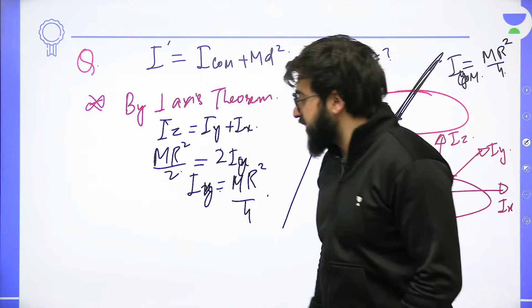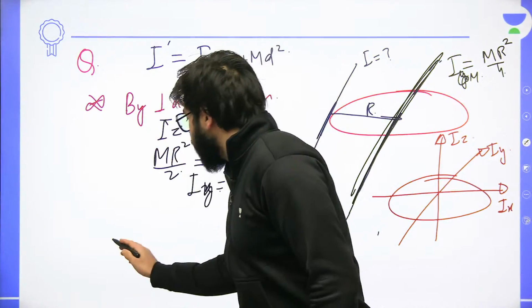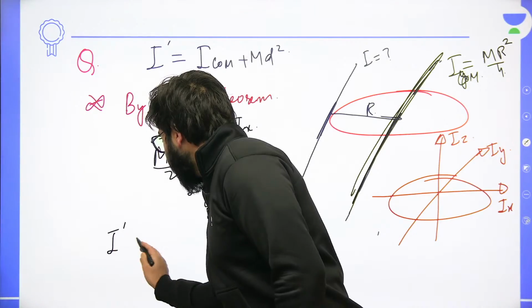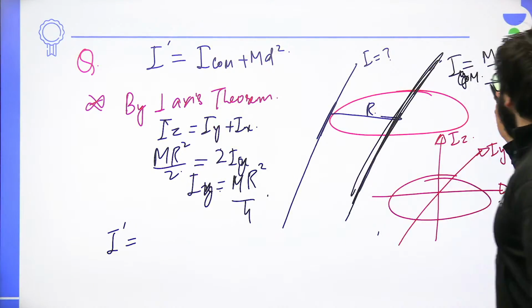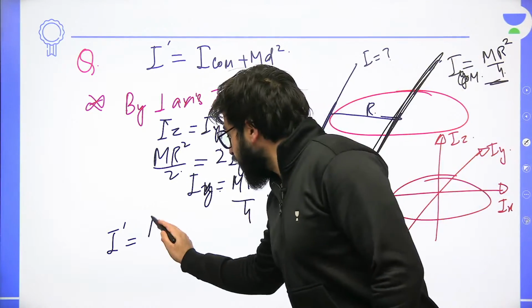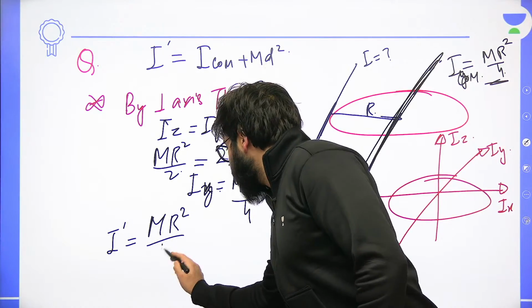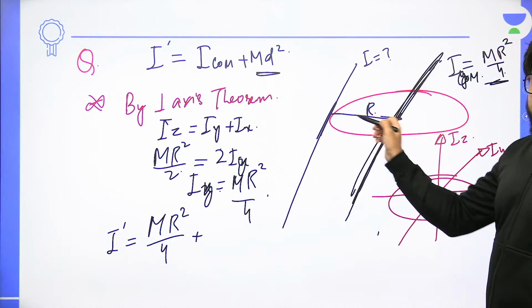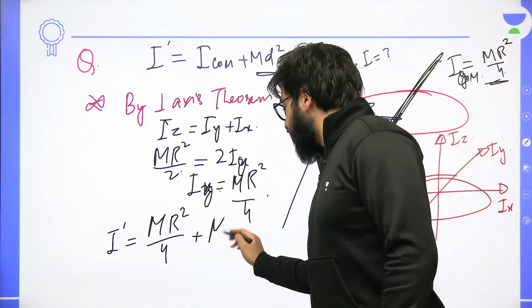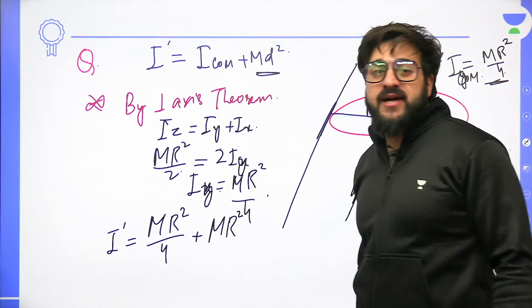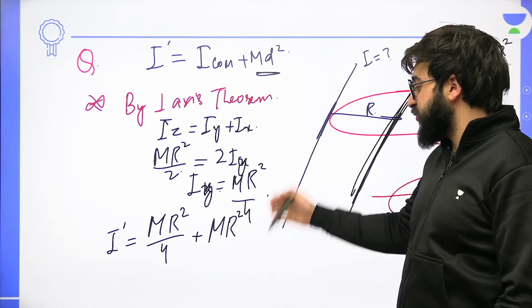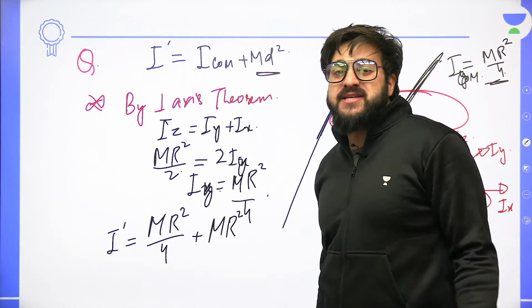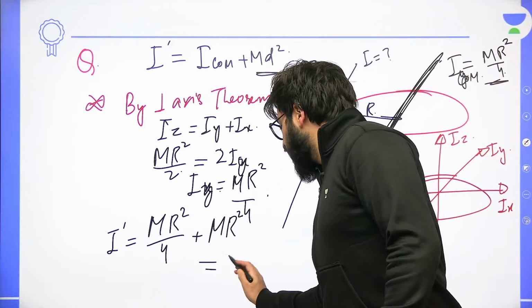Now use the parallel axis theorem. You'll say, sir, that will be nothing but I dash I'm supposed to find. This will be exactly ICOM, mr square by 4, plus, you'll say, sir, md square. How much is this d? That is nothing but r. Sir, that is nothing but mr square. Understand? This perpendicular distance between the two axes. How much will it be? mr square by 4 plus mr square, 5 mr square by 4.